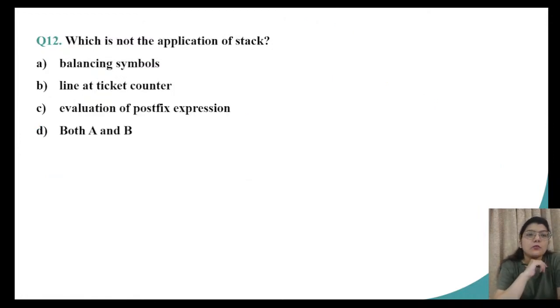Next, which is not the application of stack? Balancing symbols, line at ticket counter, evaluation of postfix expression, both A and B. We'll do as many questions as possible for this evaluation one because they are very easy, but there's a bit of confusion between two and three concepts. So that is why I want you to read it first and then we'll discuss it. Which of the following is not the application of stack? Read properly, they are asking for not the application.